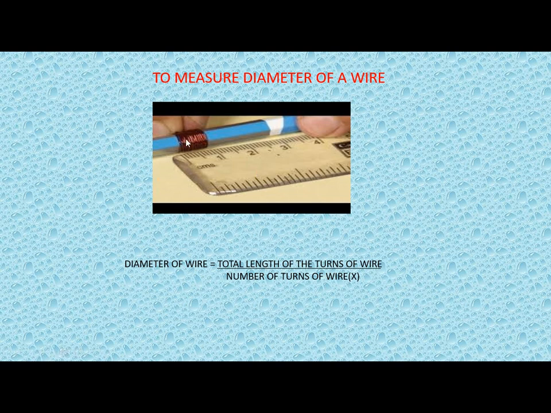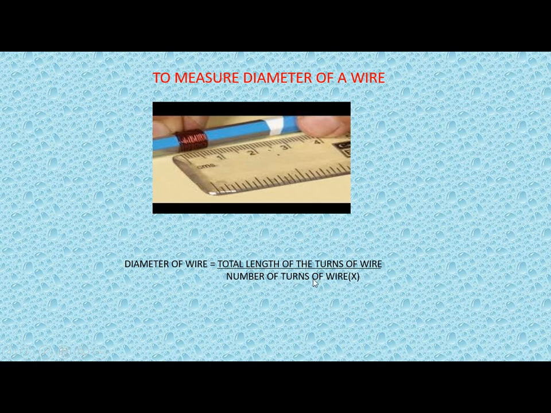As you can see here, there is no gap between the wire wrapping when it is wound, and there is no overlapping also, meaning you can't see one turn upon another. So to find the diameter of wire, we have to take the total length of the turns of wire. Here you can see the length is around 8 millimeter, and the rounds are there.